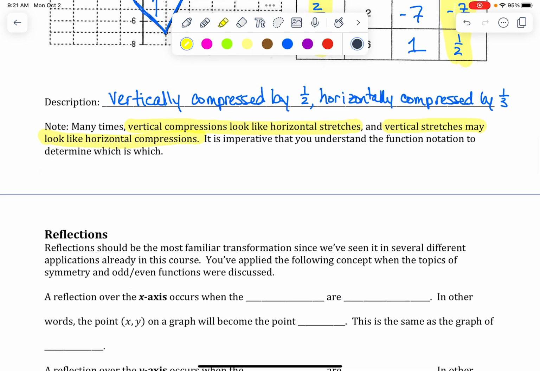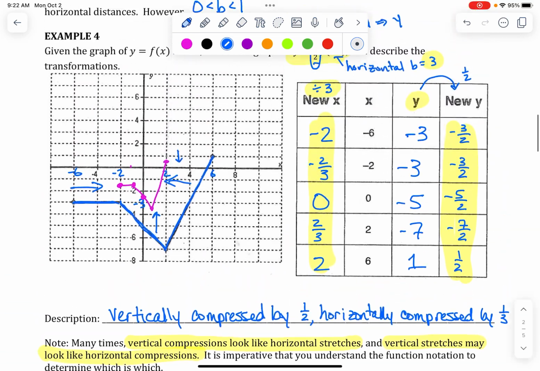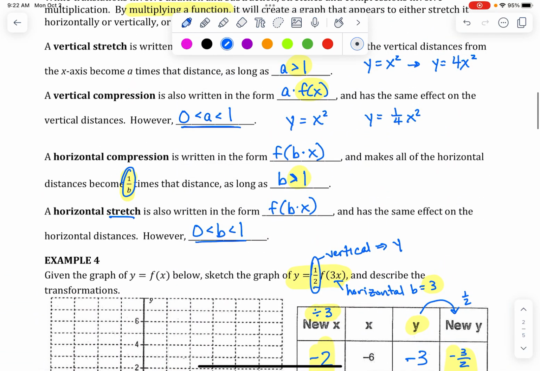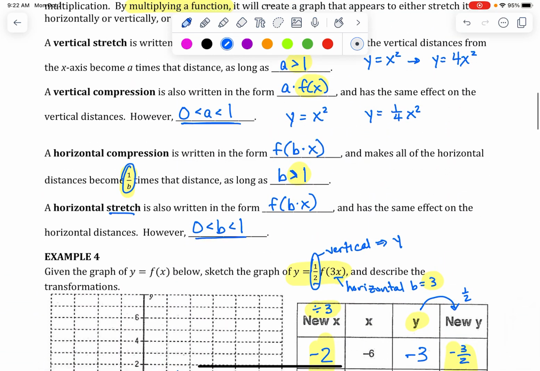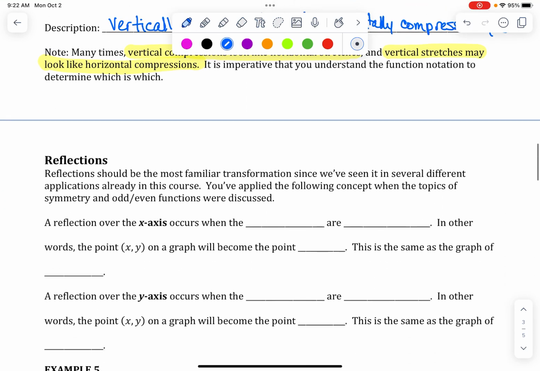So that leaves our last one, and this I think will be a little bit more straightforward because we've done this a few times, and those are our reflections. We talked in the last section that all of the values for A and B have to be positive, because if they're negative, now we have reflections. All right?